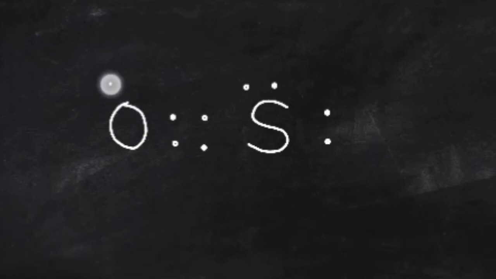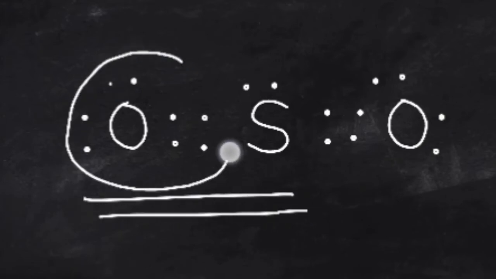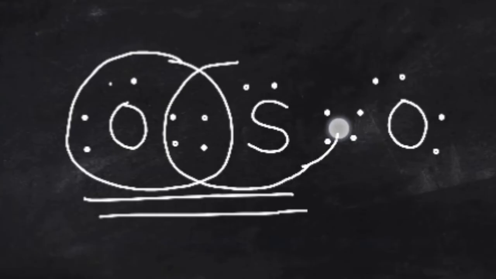This is sulfur, the central atom in SO2, which has 6 outermost electrons, and this is oxygen. This has 6 outermost electrons and this is another oxygen. This also has 6 outermost electrons. So sulfur and this oxygen form a covalent bond by sharing these two electrons. So the bond will be like this. The bond will be like this.